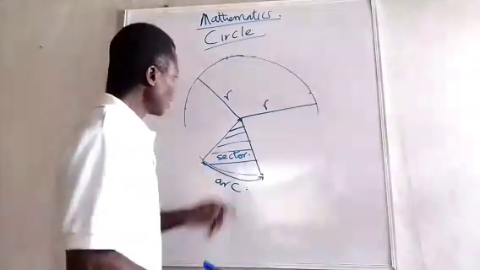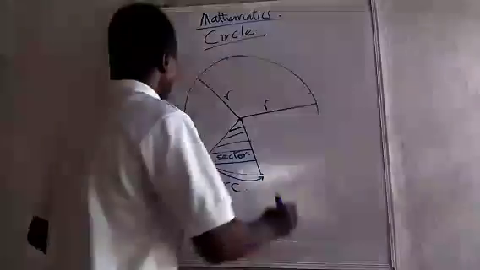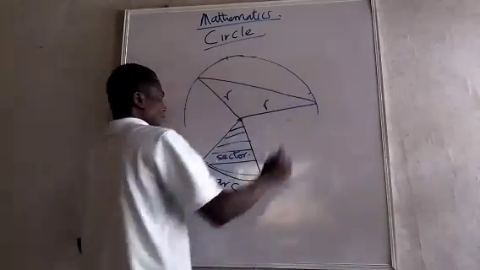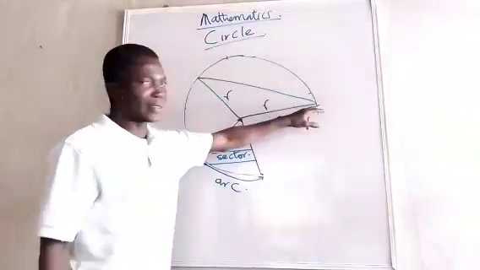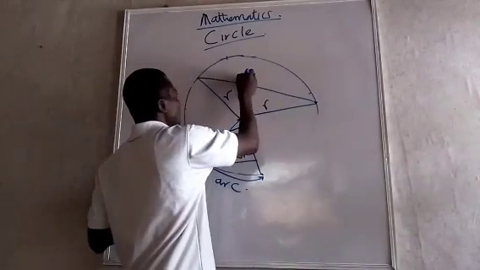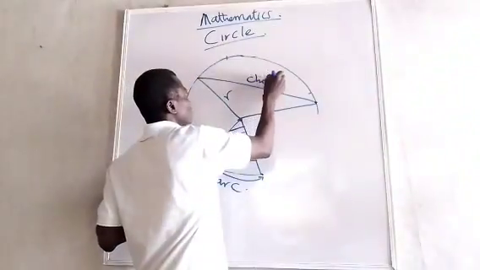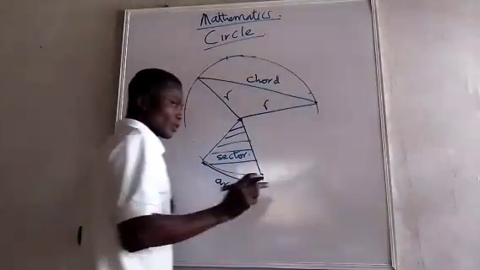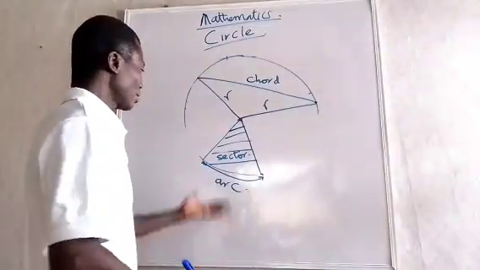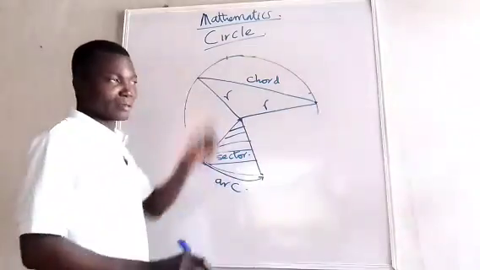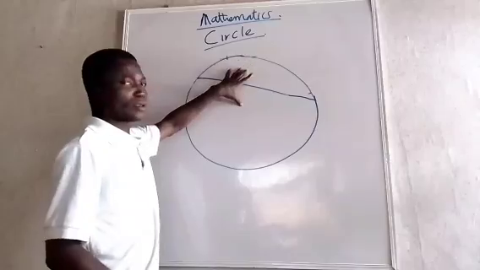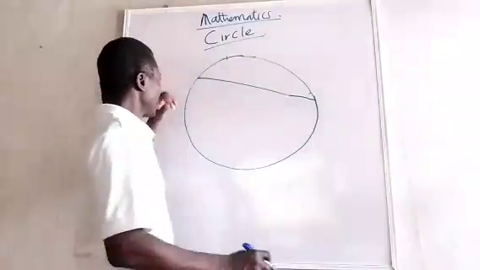Now, let's look at another thing to consider. When you join two points on a circle, this line that joins this place to this place, we call it chord. Please take note, we are talking about five things now: radius, arc, sector, chord, and the angle at the center. Now you can see, we are talking about the chord touching these two places.